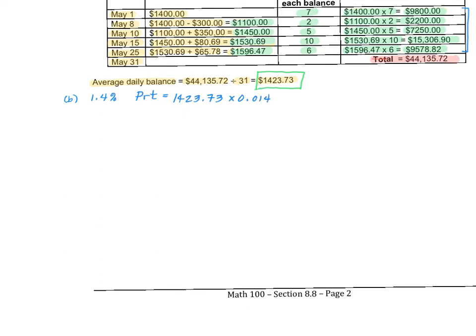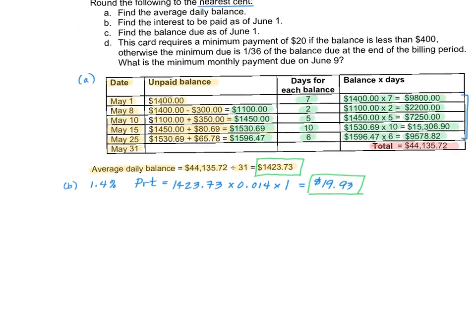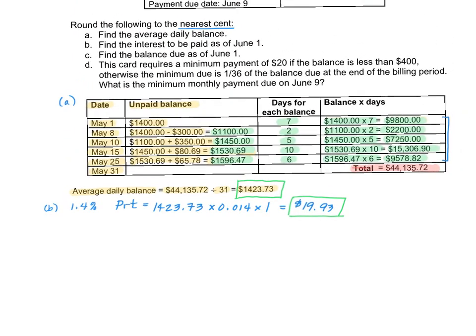And then we want to multiply it by T, but remember T is 1 month. So we're going to multiply this by just 1. In our calculator, rounded to the nearest cent, I get $19.93. So that would be my part B. Find the interest to be paid as of June 1st.